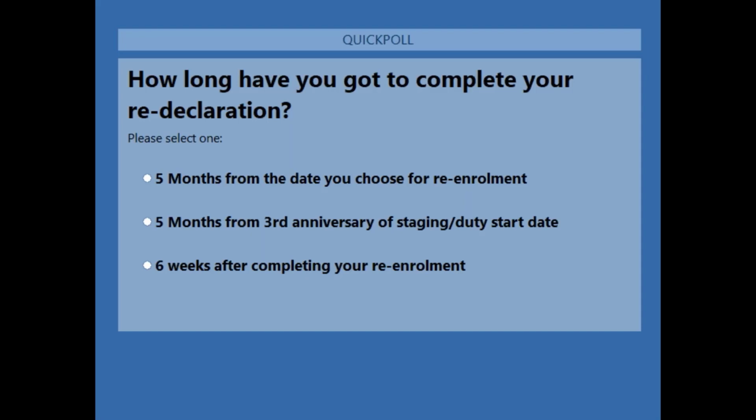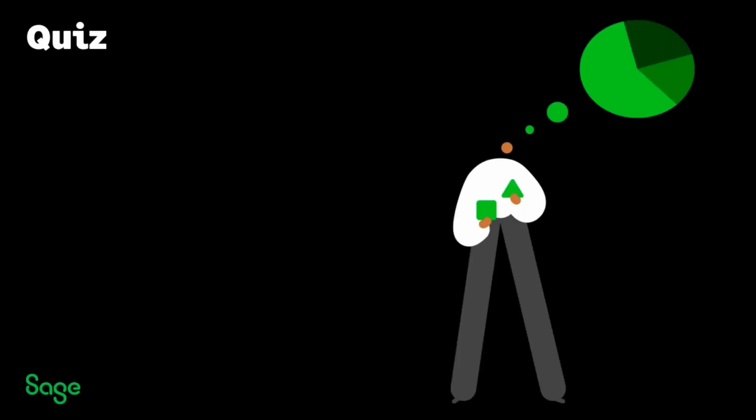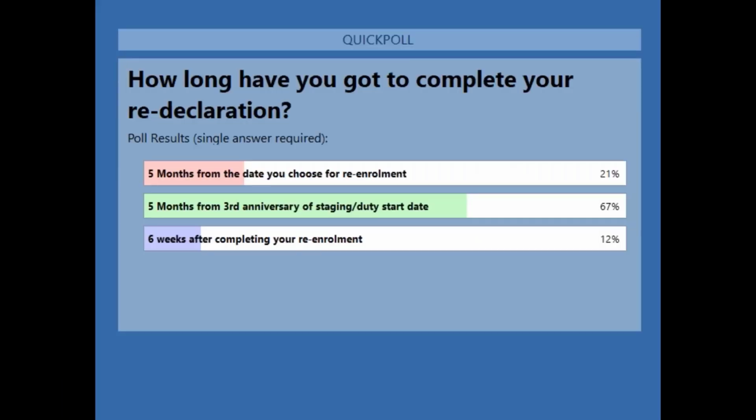Give you a few more seconds on this one. And we will close that one down as well. 70% of the votes in. Let's see how you got on. So 67% of you saying 5 months from the 3rd anniversary of your duty start date or previous re-enrolment date, and 67% of you were correct on that one.